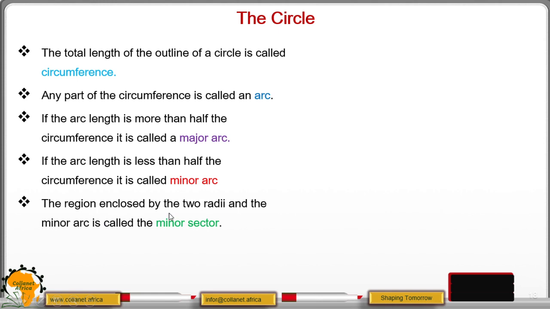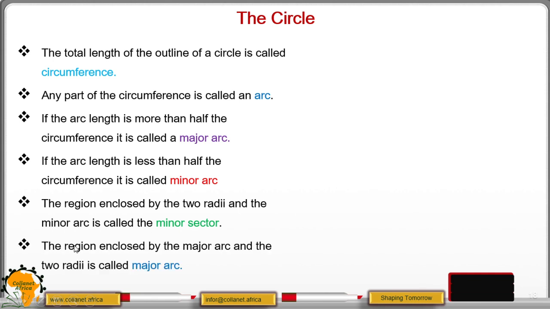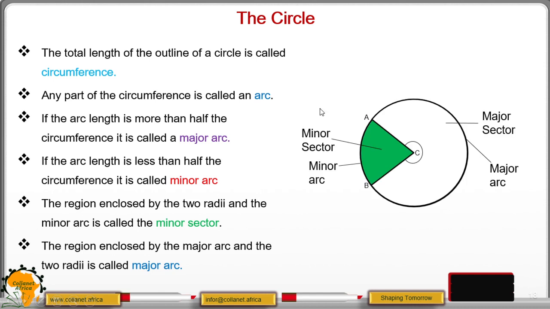Now, the region enclosed by the two radii and the minor arc, we call the minor sector. And the region that is enclosed by the major arc and the two radii, we call the major sector. Now we have it here.